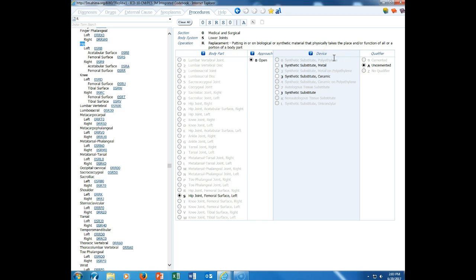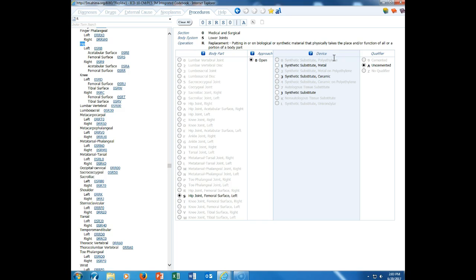So this tells us that the incision, it's highlighted in yellow, was carried down to the posterior hip through the gluteus maximus and the posterior capsule of the hip. So that definitely, clearly, this is an open approach. And they did the replacement. And our device options here are synthetic substitutes, either metal or ceramic or just synthetic substitute.